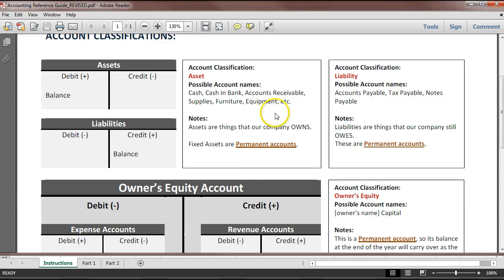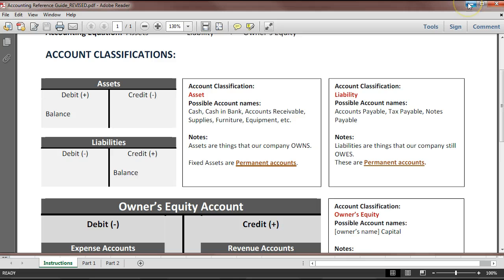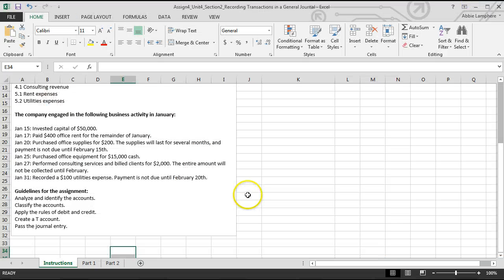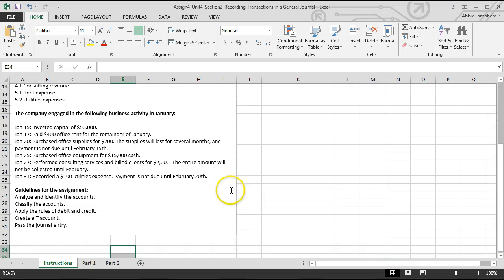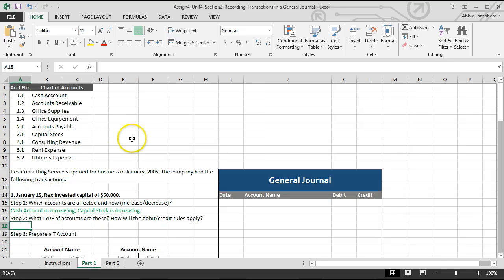Again, this is available in your announcements. I have a big bold announcement called "Download the reference guide here." And so that's where you can access the reference guide. So classify the accounts, apply the rules of debit and credit, create the T account, and then finally pass the journal entry. And we said in class, pass the journal entry just means that we're writing the journal entry.